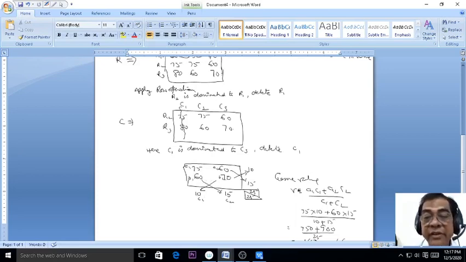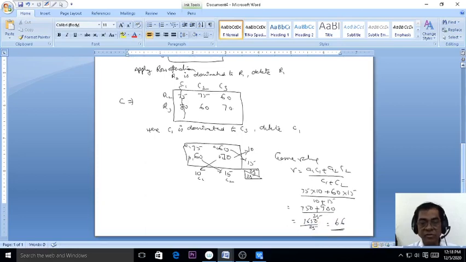After that, apply our condition. If the problem is converted to a 2 by 2 matrix, then apply the condition. What is the game value B? B is equal to A1 C1 plus A2 C2 by C1 plus C2. Select the elements A1, A2, B1, B2, C1, C2. Take all values and substitute here. You will get the final solution of the given problem. So 66. So this is the dominance.